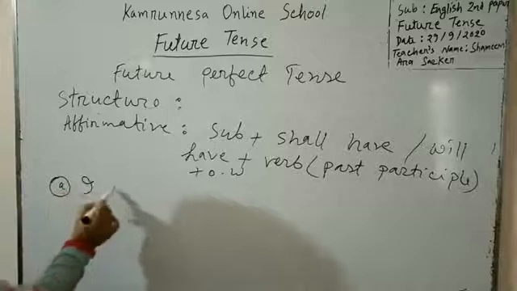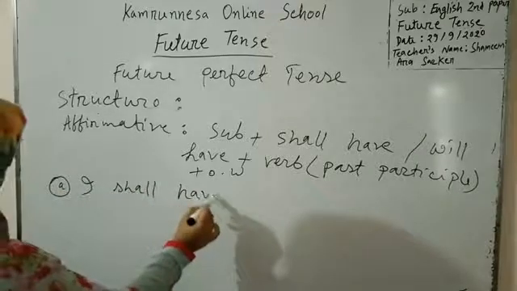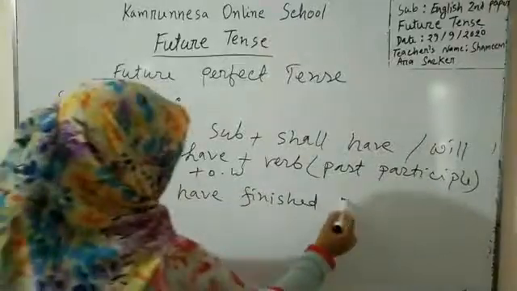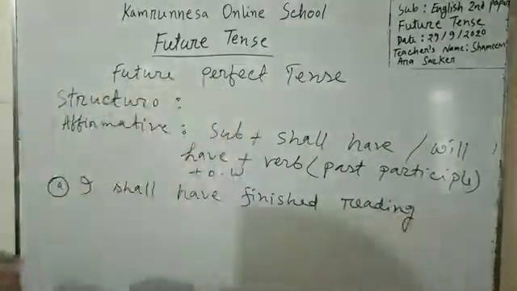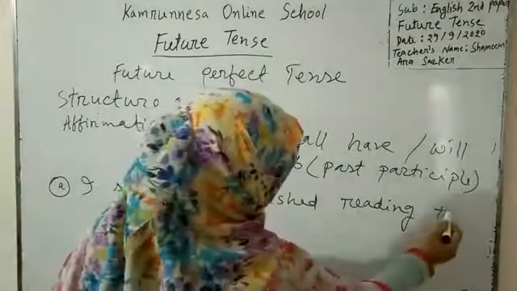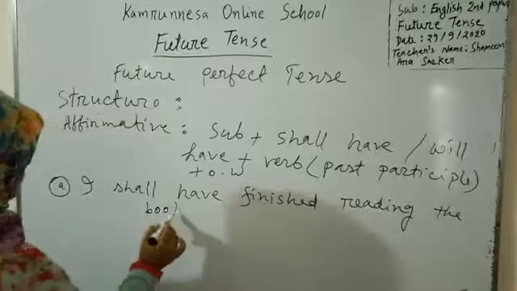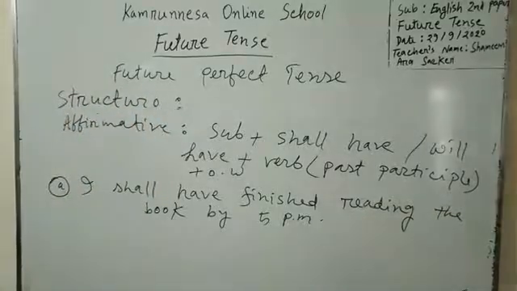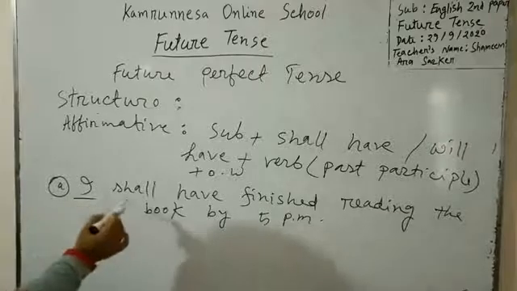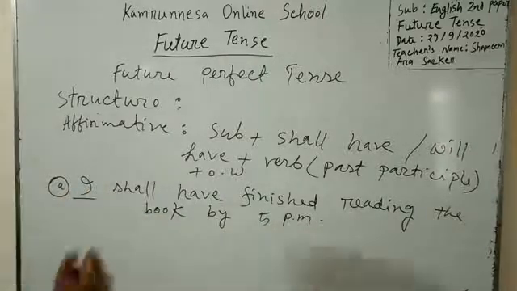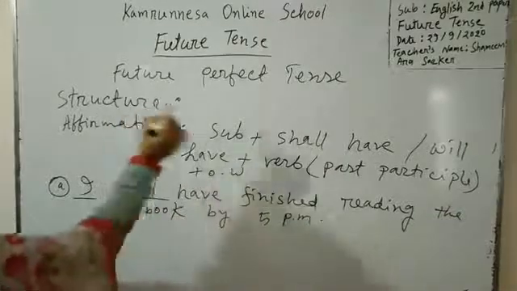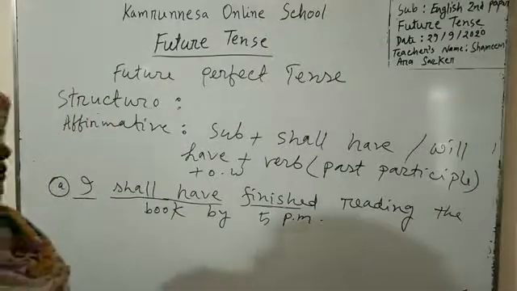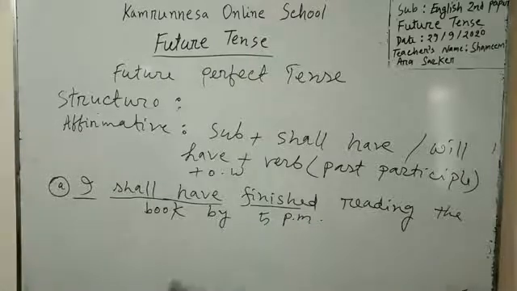Look at the example. I shall have finished reading the book by 5 p.m. Look, this is subject, and as it is first person shall is used, and as it is future perfect tense, shall have is used, and this is the main verb, and the main verb is in past participle form or third form of the verb, and this is the extension.